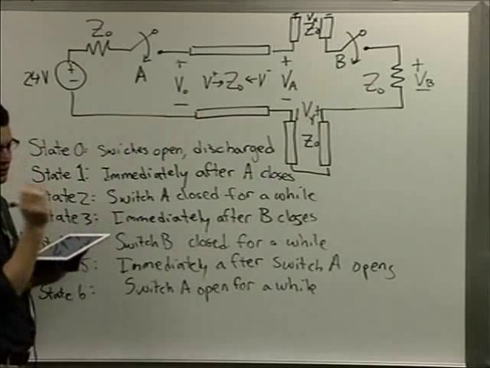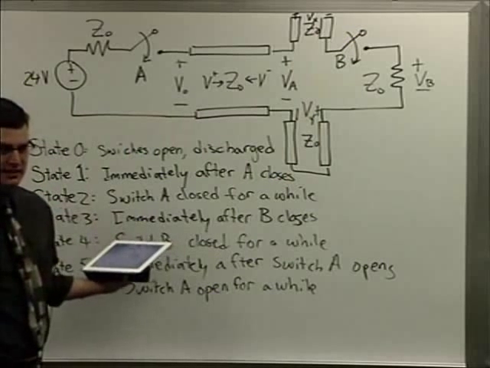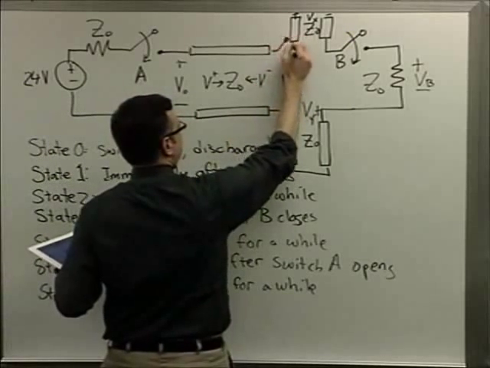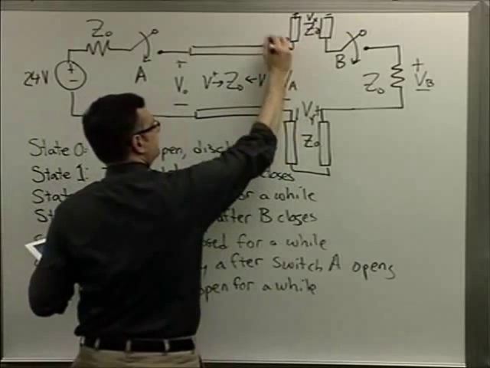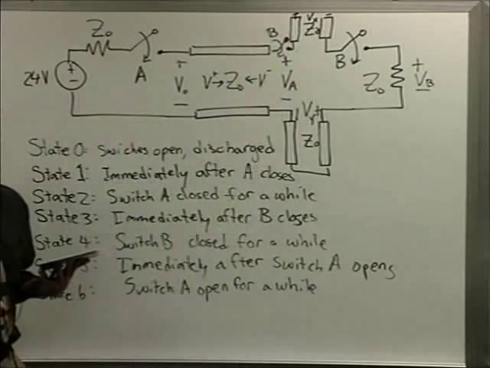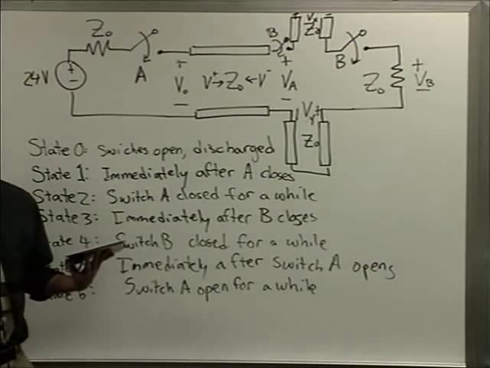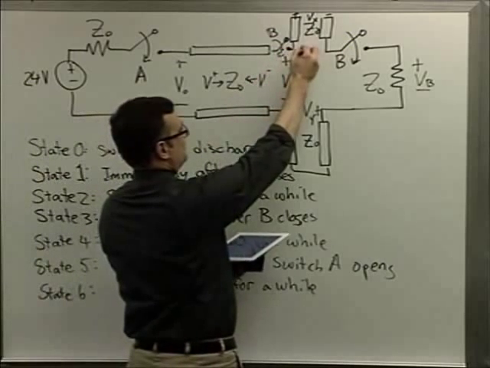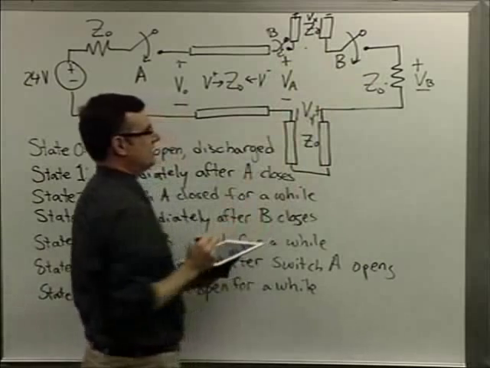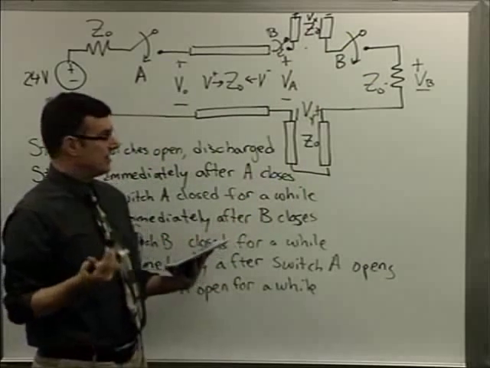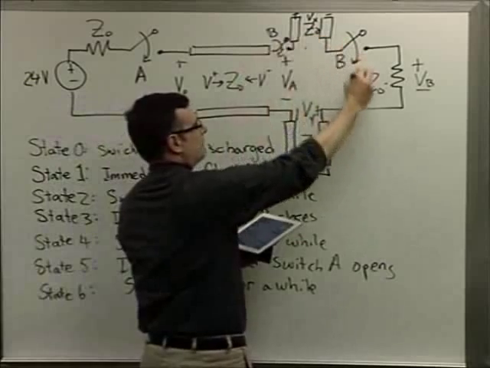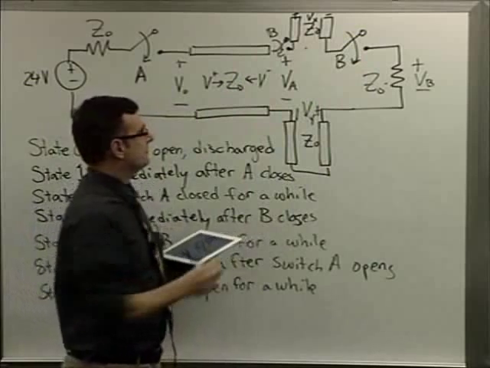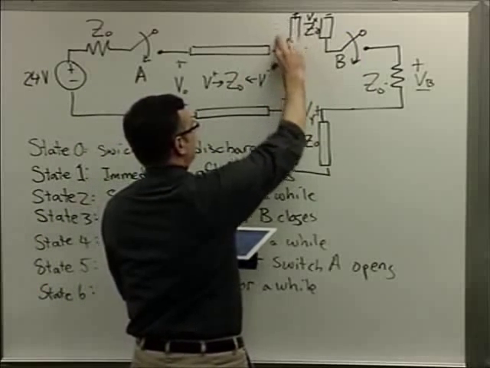This problem would be much more straightforward and yet entirely identical in its analysis if I had put switch B here. Is that the same problem? Yes, it is. Of course it is. We have an open circuit in series with a transmission line and a resistor and a transmission line. No current, until that switch closes, no current will ever be able to flow in this circuit and energize transmission lines.